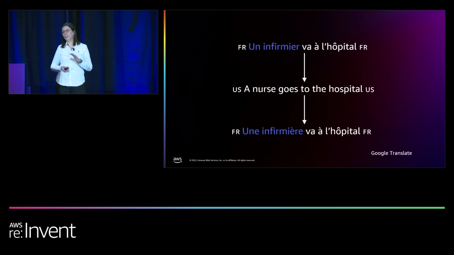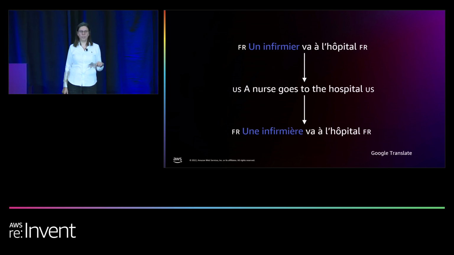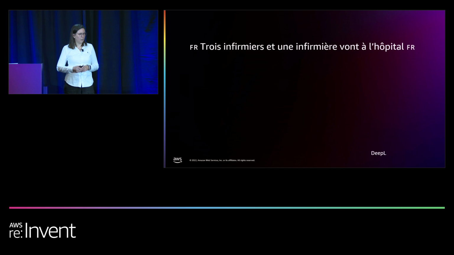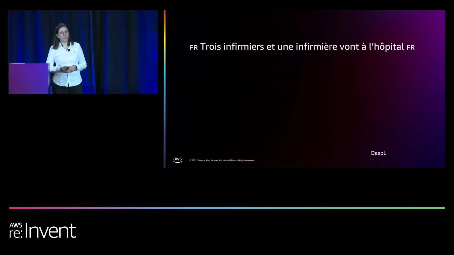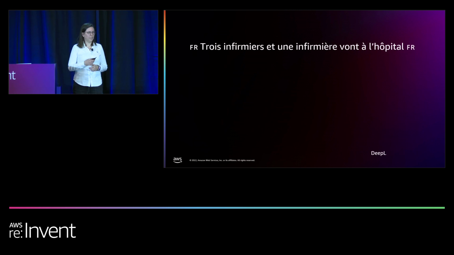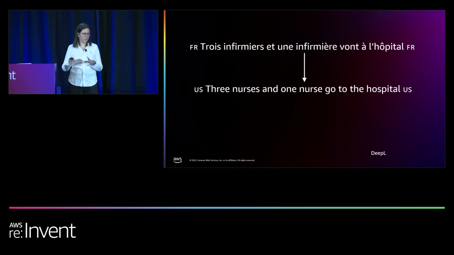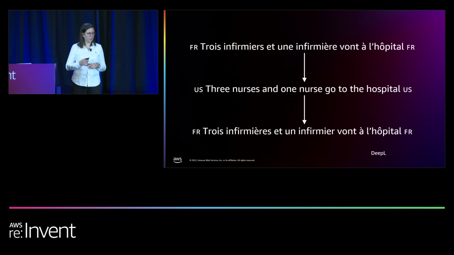Google Translate is not the only one to have this problem. In fact, you can find this kind of problem in every translation engine. If you use AWS Translate, it is the same, and it is also the same for DeepL. In DeepL, I tried another sentence: Trois infirmiers et une infirmière vont à l'hôpital. In English, it is a bit strange, but it's working: 3 nurses and 1 nurse go to the hospital. And if you go back in French, you have trois infirmières et un infirmier.